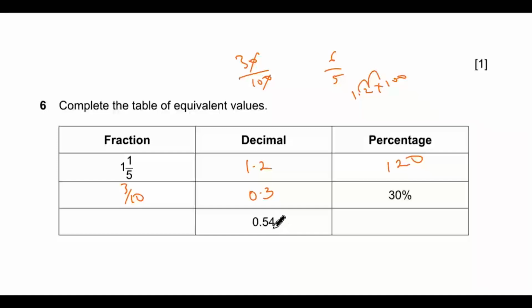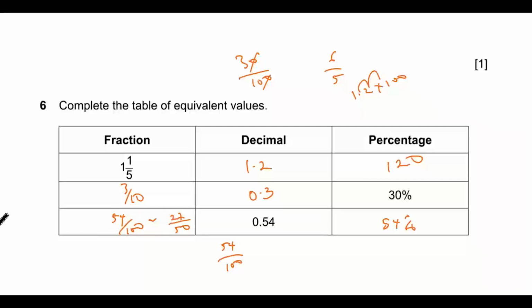So here you have 0.54. If you multiply by 100%, it will shift to the front 1, 2. So this will be 54%. And of course, 54% means 54 over 100. So you can write 54 over 100 here, and you can simplify this further. 2 goes in 54, that will be 27, over 2 goes in 100, 50.